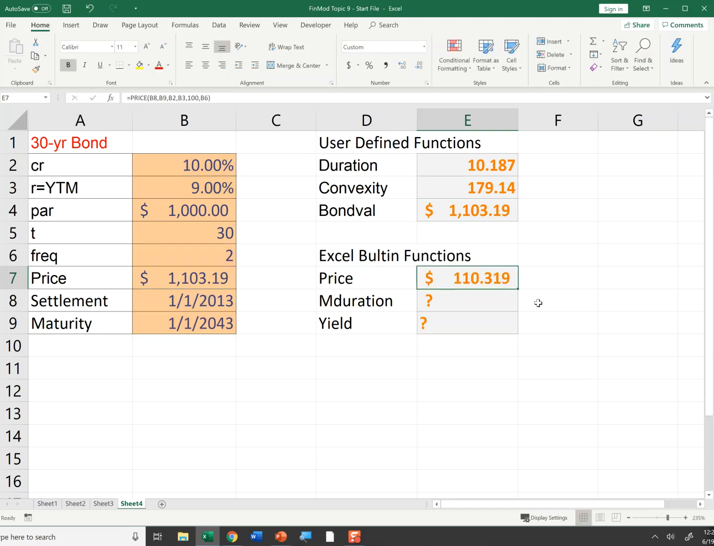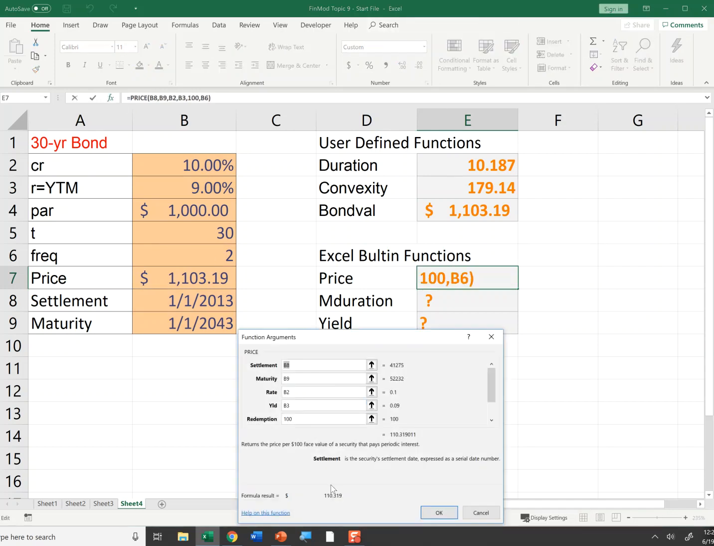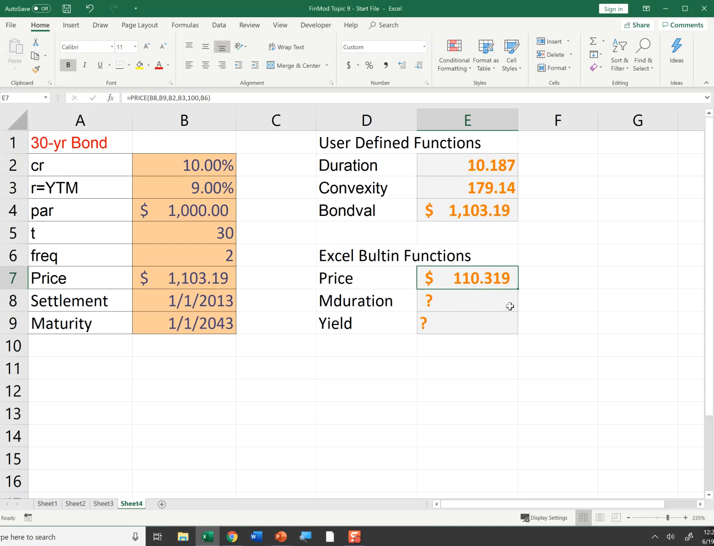Now this is the price we got using my bond val function. This is Excel's price using the price function. The way Excel's function works, and it tells you right here in the function description, it returns the price per $100 face value of a security that pays periodic interest. So what that means, if this bond is selling for 110.319% of par, if I took that, divided by 100 to turn it into a percent, times the par, that's 1103.19. That's the actual value of the bond.